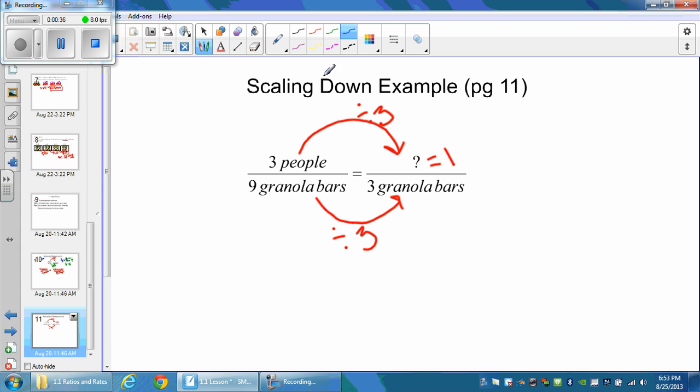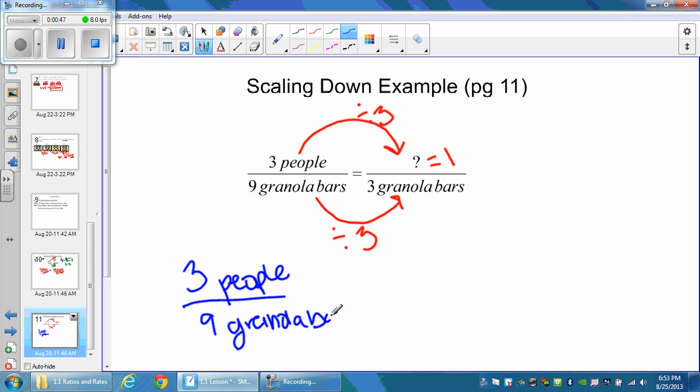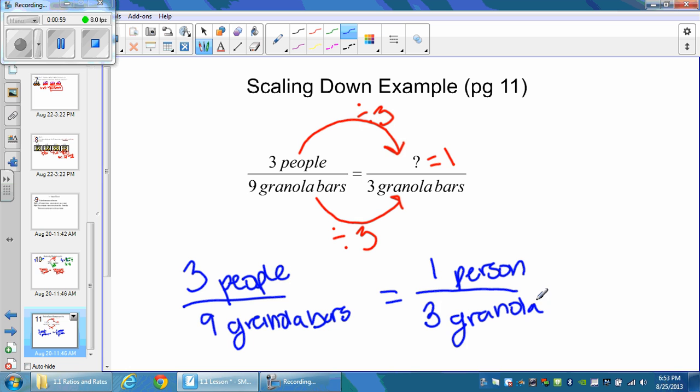So that means that if I have 3 people to every 9 granola bars, that's equal to 1 person for every 3 granola bars. That means that each person would get 3 granola bars.